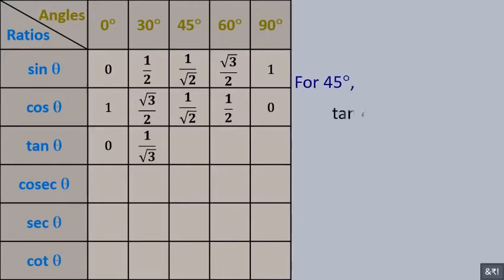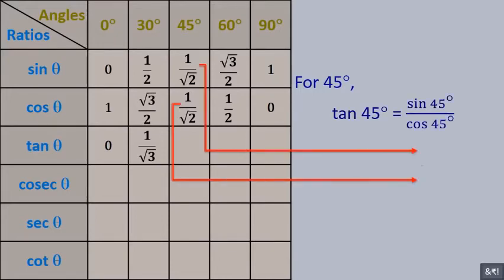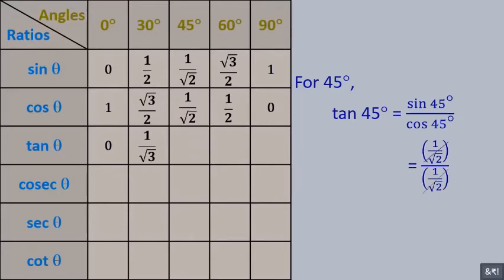For tan 45, sine 45 upon cos 45. So we'll be dividing 1 upon under root 2 by 1 upon under root 2. This gives us the value as 1.